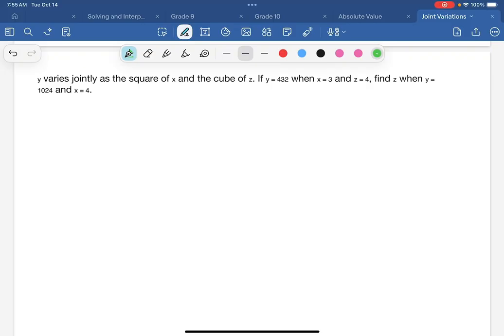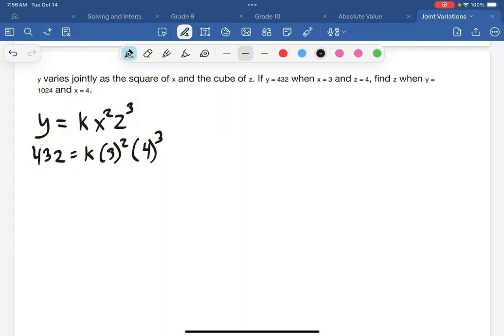Last problem before we go over to the word problems when it comes to joint variations. So you have here y varies jointly as the square of x and the cube of z. Now, if y is 432, x is 3, so 3 squared, and then 4 cubed. Let's have this one first before solving for the next part of the problem, in which the one being asked is z.